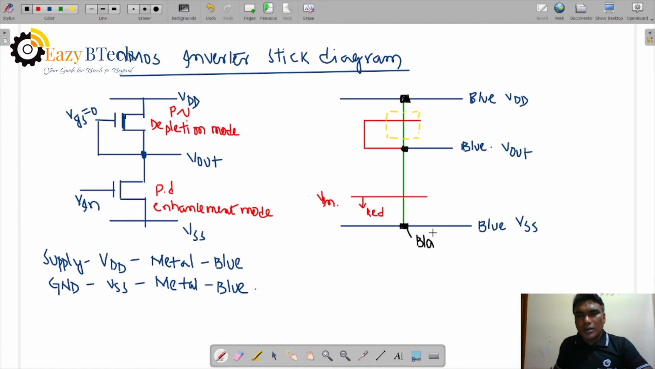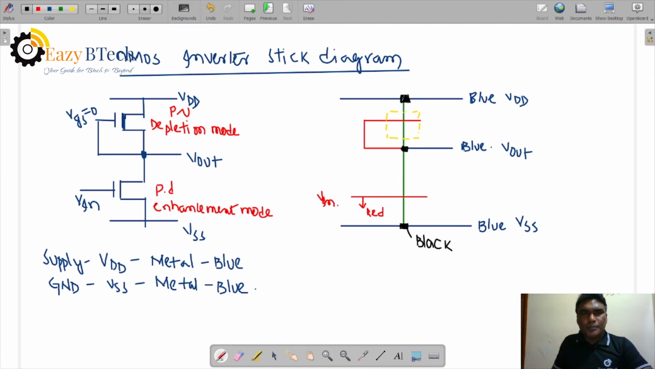Contact cut or contact area. Contact area means contact of two layers: metal and this diffusion, polysilicon and this metal, polysilicon and this metal, and here, metal and this diffusion. So this is a representation of an NMOS inverter stick diagram with this circuit.